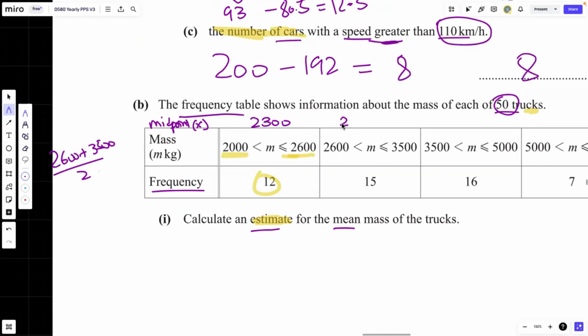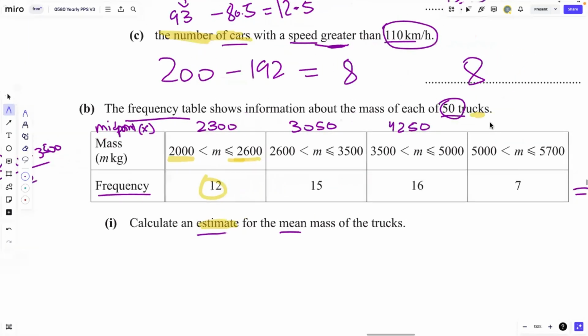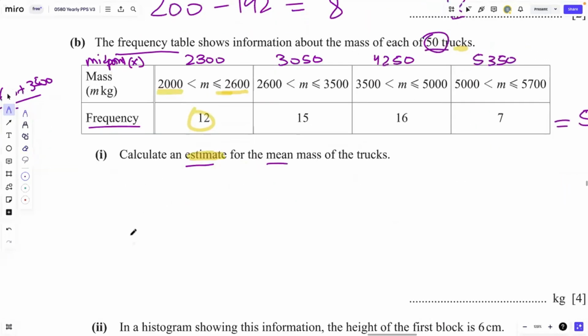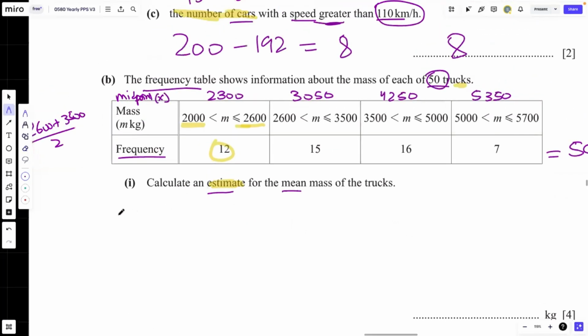That's 3050. That's going to be 3500, the next one, plus 5000 divided by 2. That's 4250. Just to be sure on that. Last up, we have 5350, the midpoint. And now you have the midpoints. Now it's going to be straightforward.